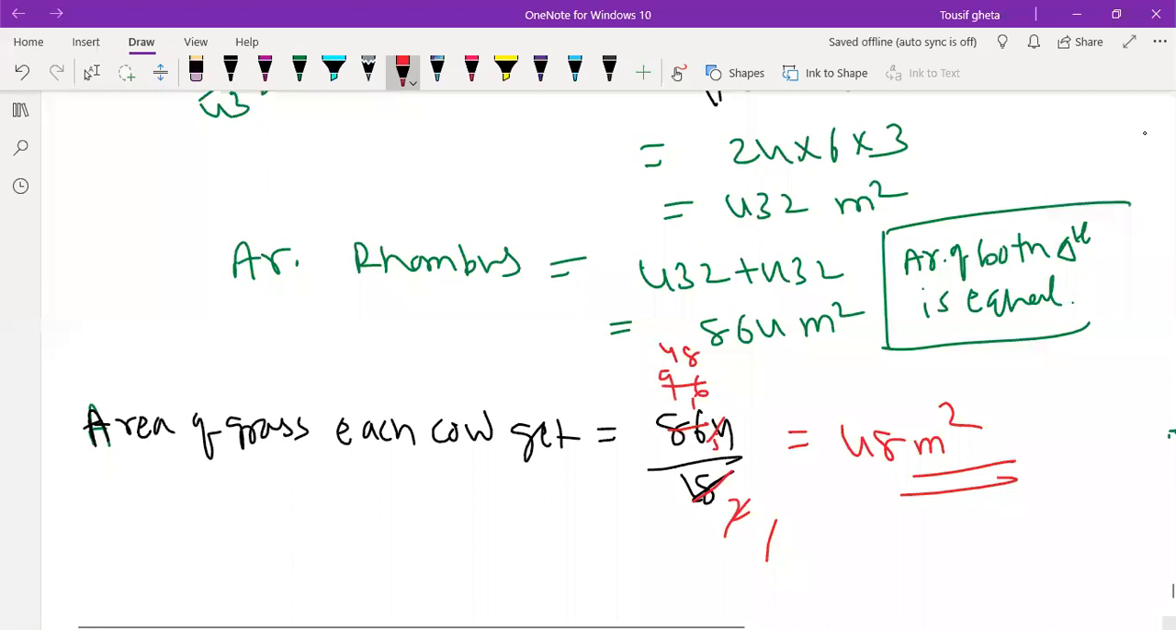How much will we get? See, first here, the area of the rhombus, we got by adding 432 plus 432. Why 432 plus 432? Because both the triangles have equal area. You can see the diagonal of a rhombus divides it into two triangles of equal area.